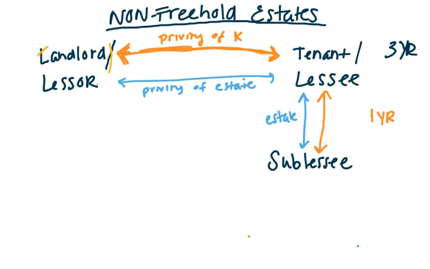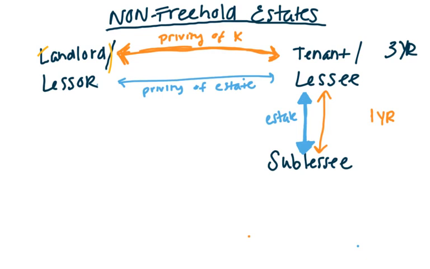So you can think of it this way. The lessee is passing the privity of estate to the sublessee, and when the sublessee is done, they are passing the privity of estate back to the lessee. I hope that helps. So essentially, this arrow represents the passing back and forth of the privity of estate. So this is what it looks like for a sublease, right?